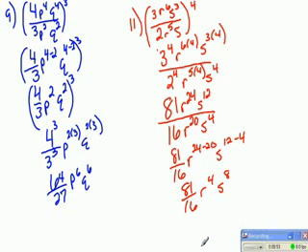And that's it. That is the first page. So moving on to the second page of the study guide.